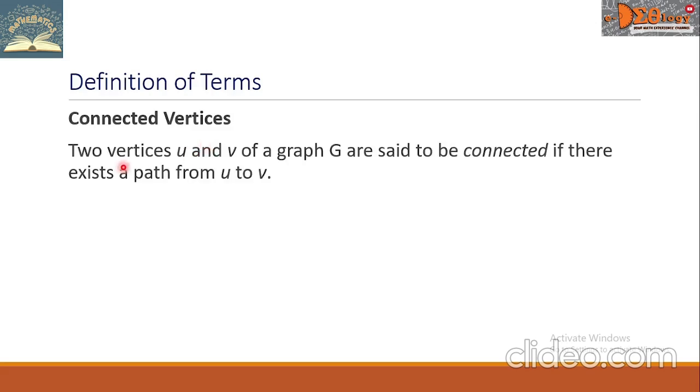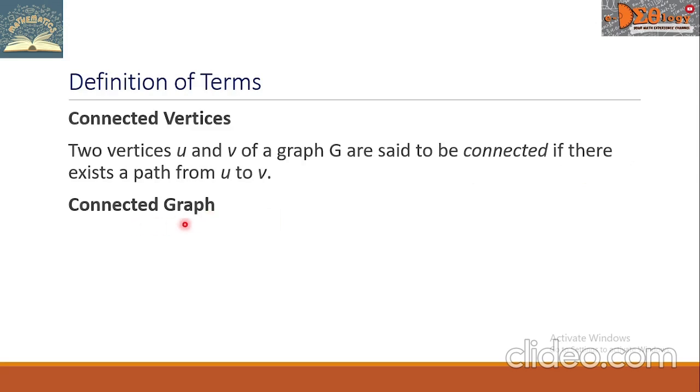Let us define some terms. The first is connected vertices. Two vertices U and V of a graph G are said to be connected if there exists a path from U to V.